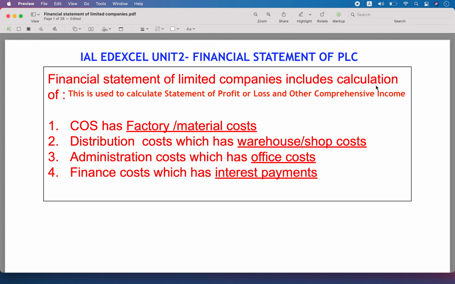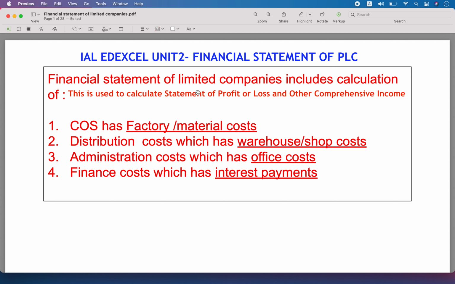It's going to include certain calculations such as factory costs, identifying the factory costs or the material cost which is going to be used in the cost of sales calculation. You'll also have to identify the costs associated with distribution cost. You'll also have to identify office costs which are going to incur administrative costs, and some interest payments which is going to fall under the finance cost.